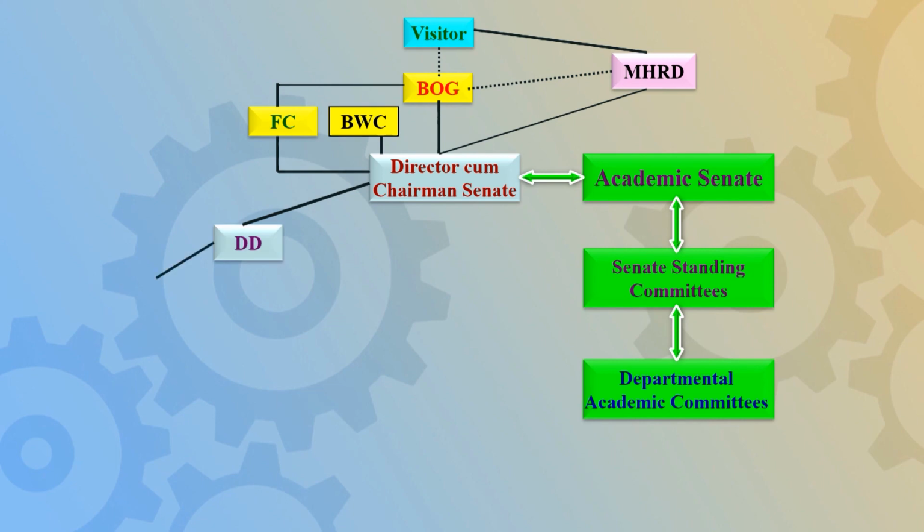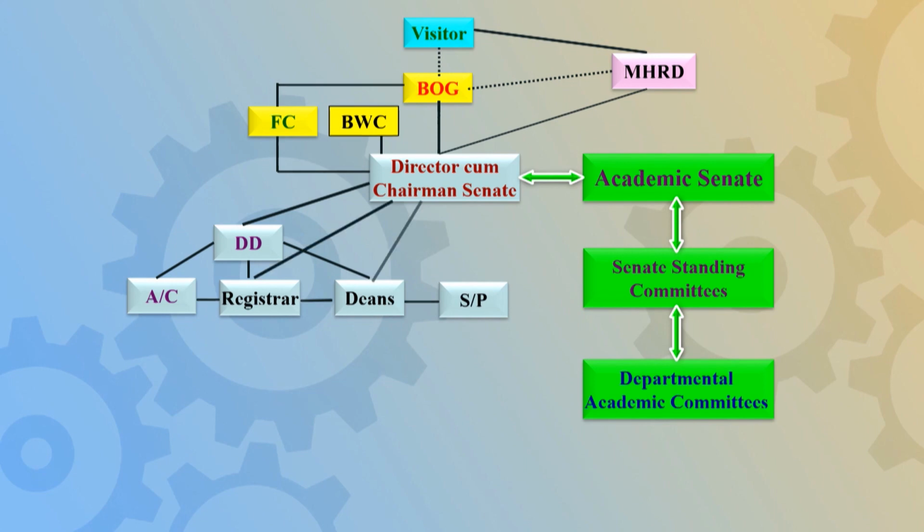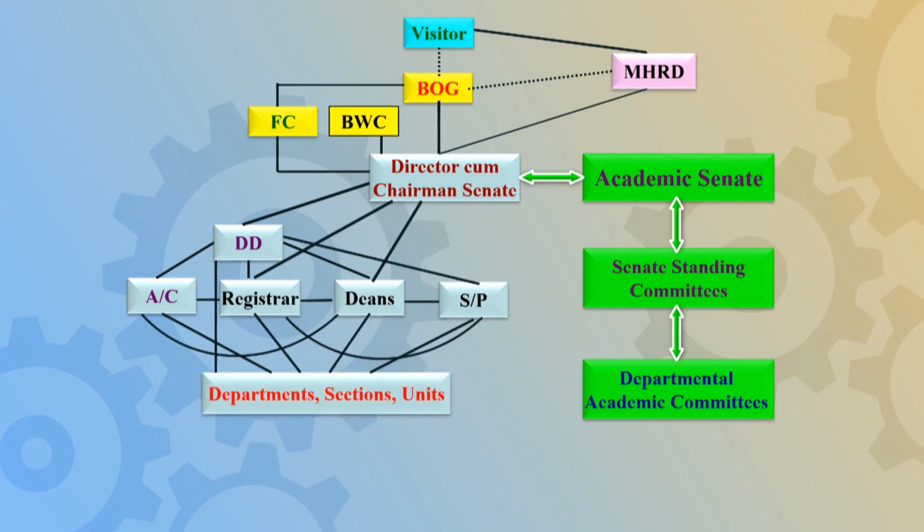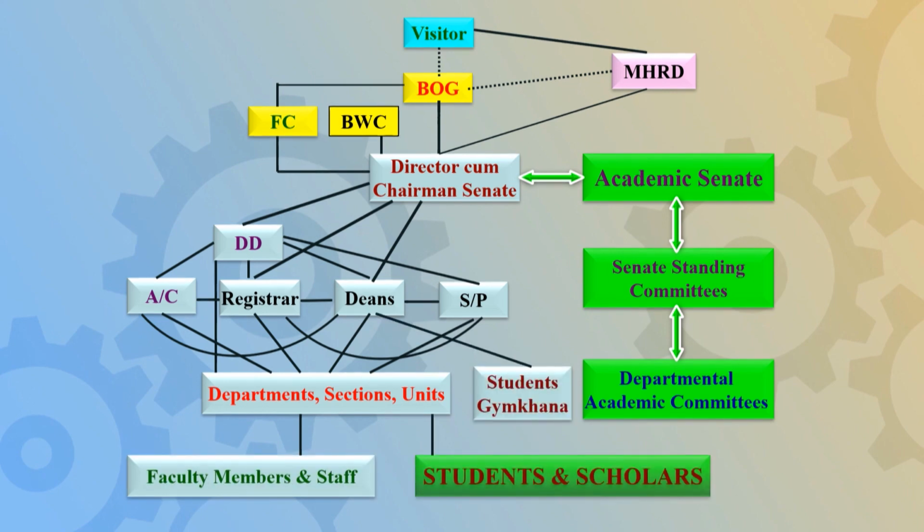Similarly, on the administrative side, the director is generally helped by a deputy director, which has account section, registrar, deans, student placements, all those things. And then departments and sections and various units function under this structure. Under these departments, sections or units are the faculty members and staff. And students and scholars are directly under the governance of the Dean of Students' Affairs, the Students' Gymkhana, and of course, the departmental committees.